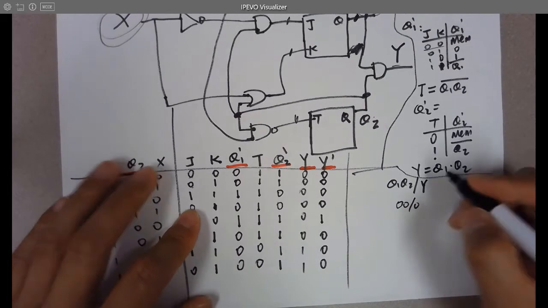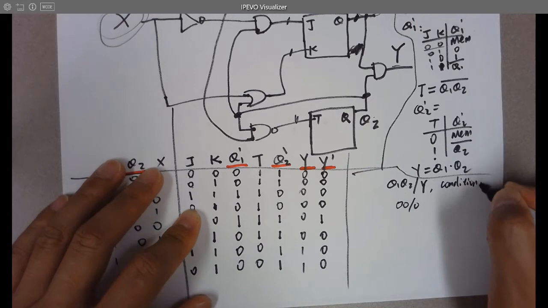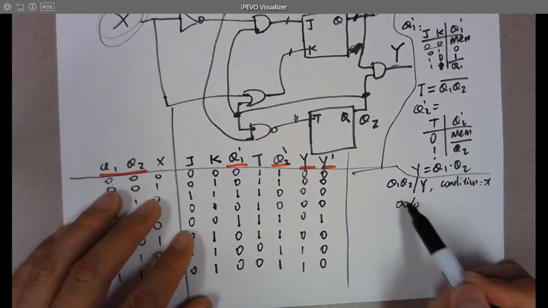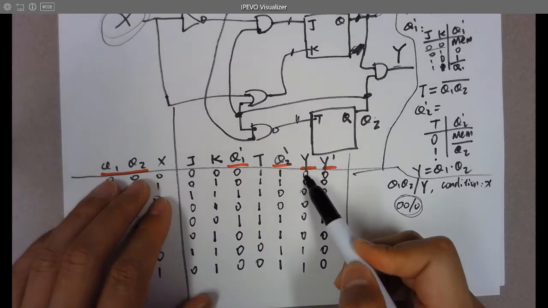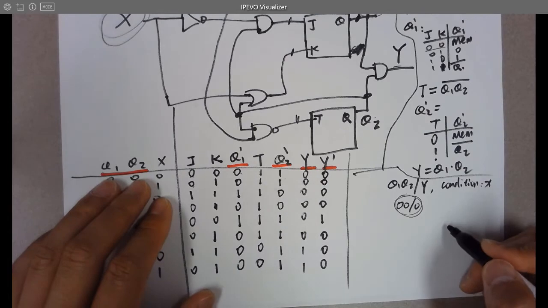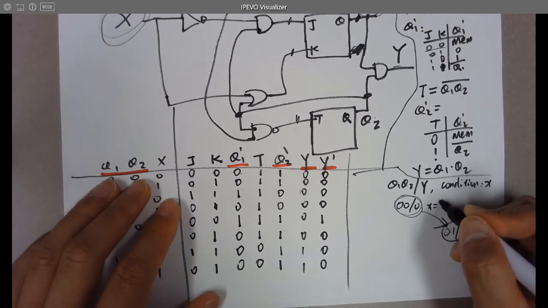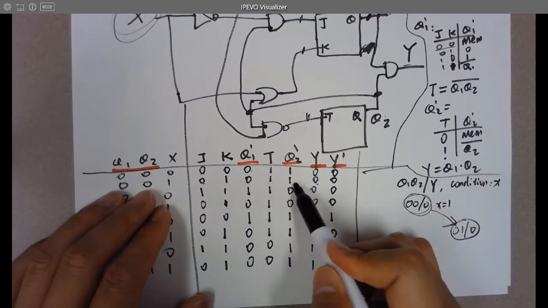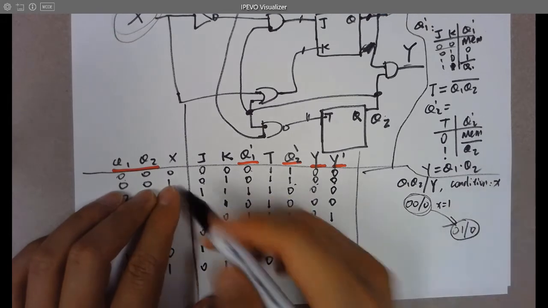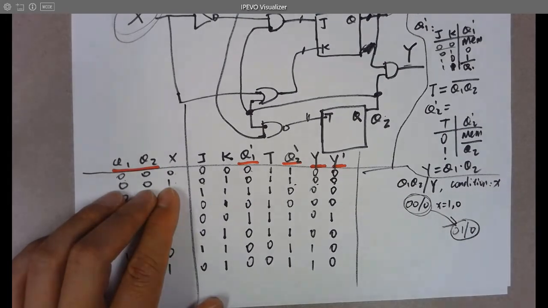And the condition, so that's a state. The condition is X. So 0,0,0 is one state. It jumps to 0,0,0. It jumps to 0,1,0. Jumps to that when X is 1. And then 0,0,0 jumps to 0,1,0 when X is 0, when X is 1. So both can make this jump happen.